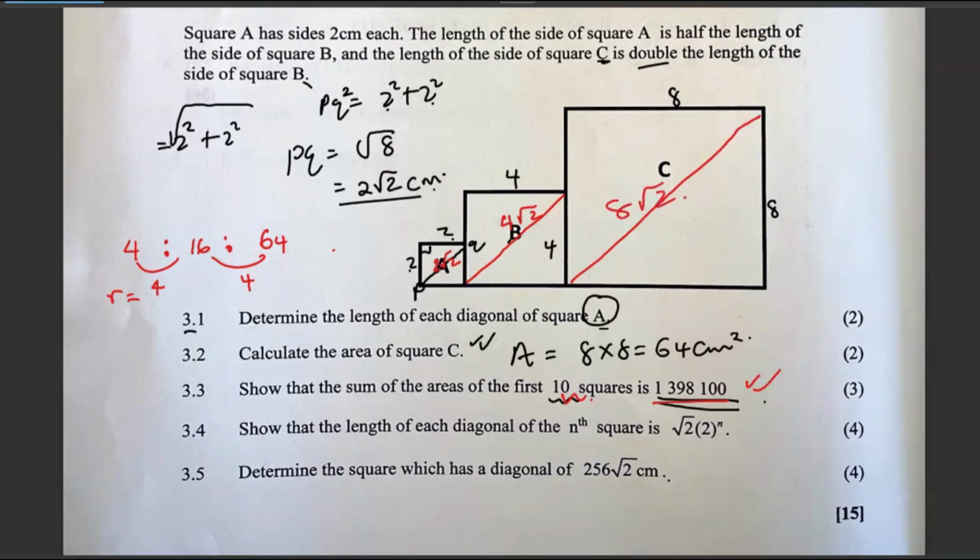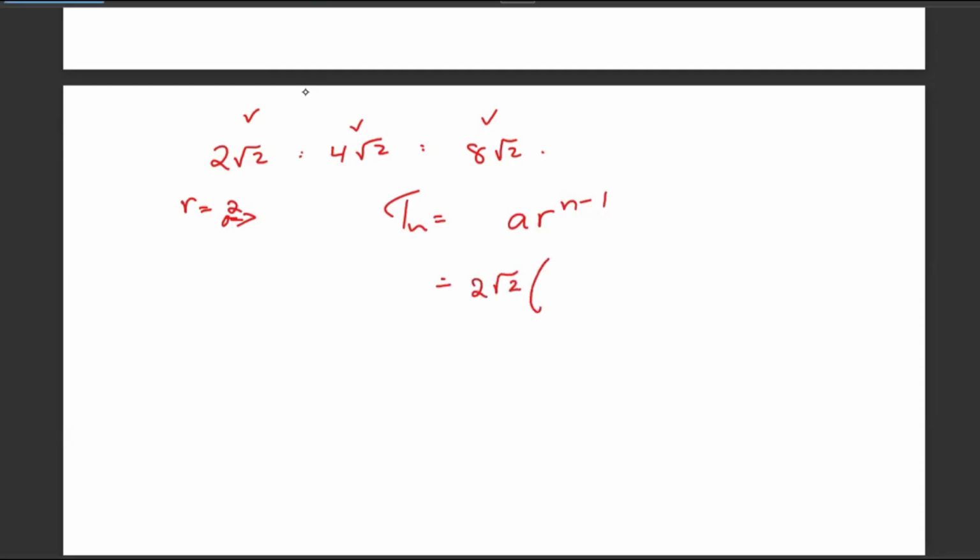I'll put it aside and say the first one was 2 root 2, then we have 4 root 2, and then we have 8 root 2. This is T1, T2, T3. What's the common ratio? The common ratio is just 2. They want the general term. This is a geometric sequence, so it's a r to the exponent of n minus 1. Our a is 2 square root of 2, and we are multiplying it by r, which is 2, to the exponent of n minus 1.